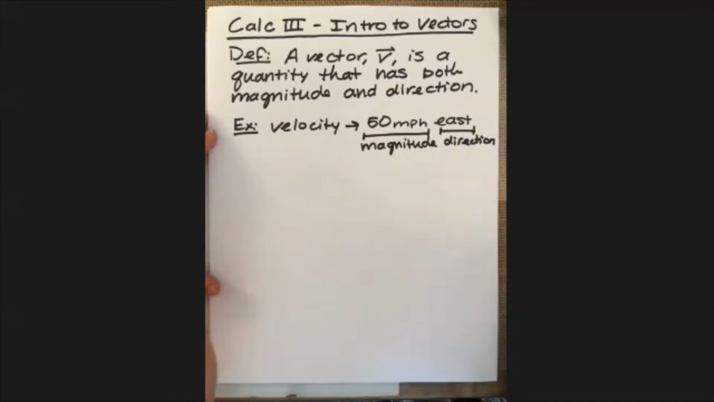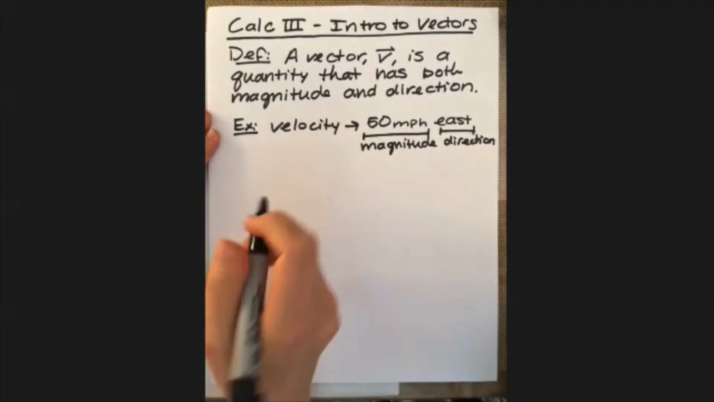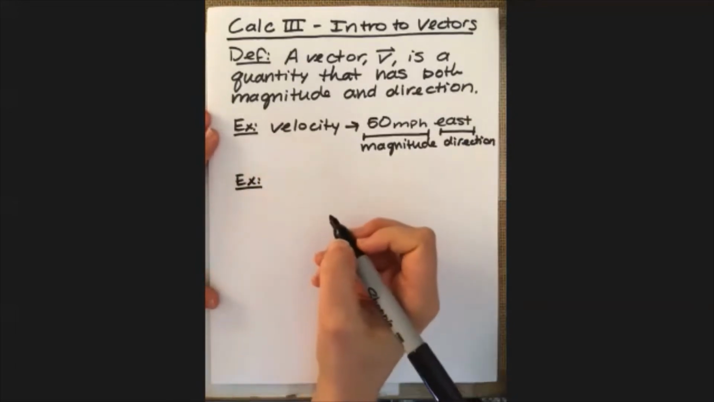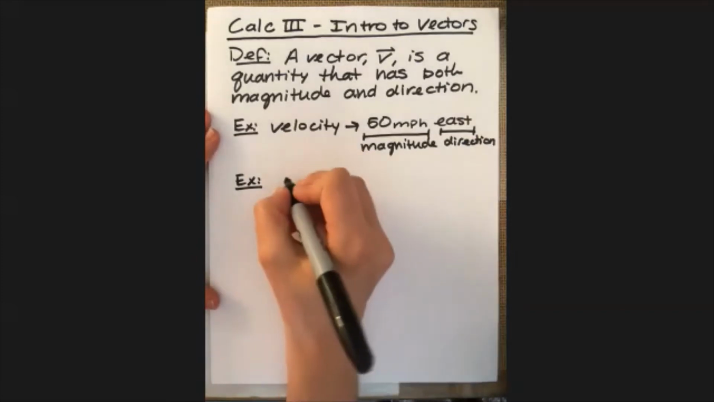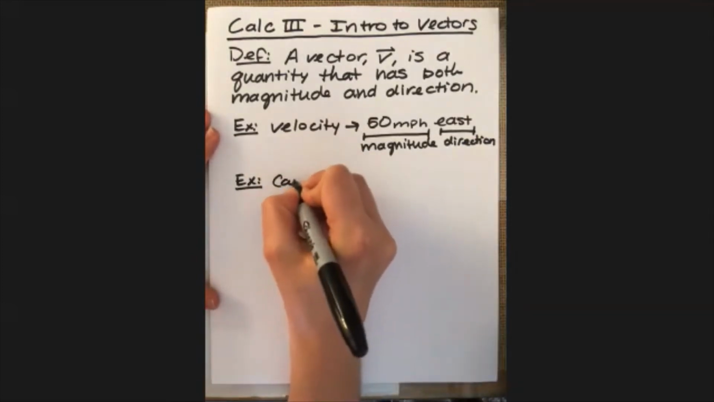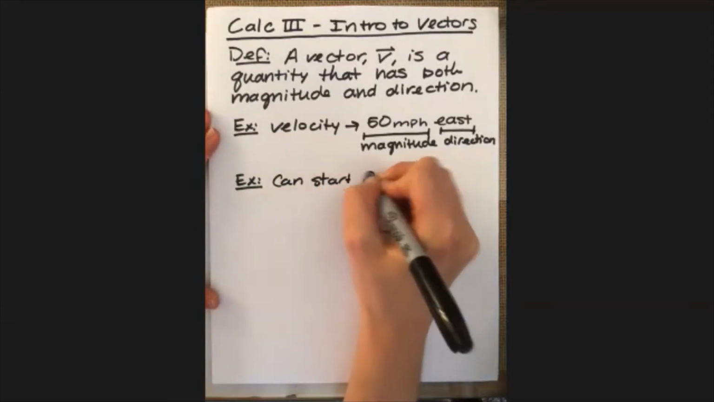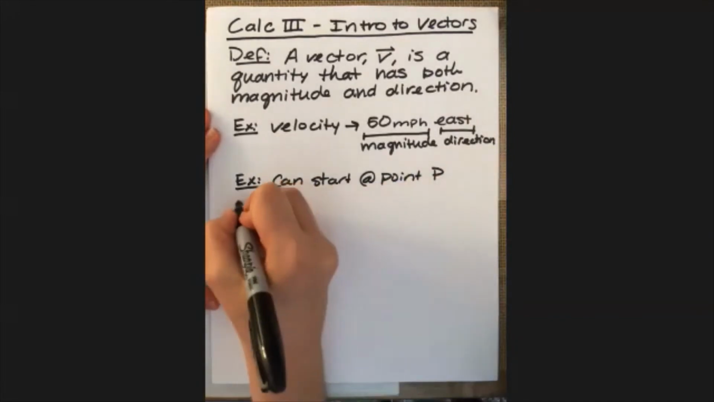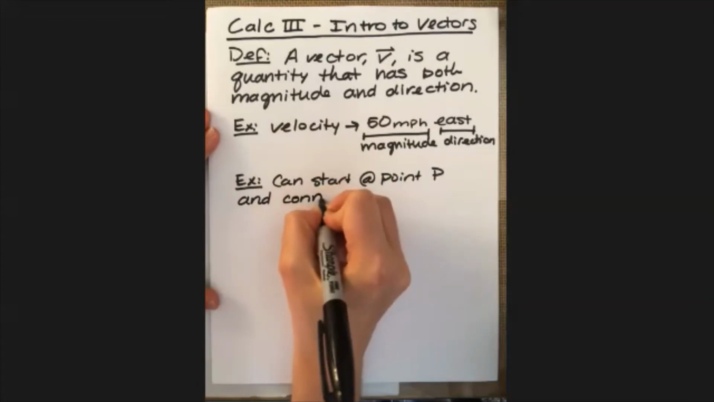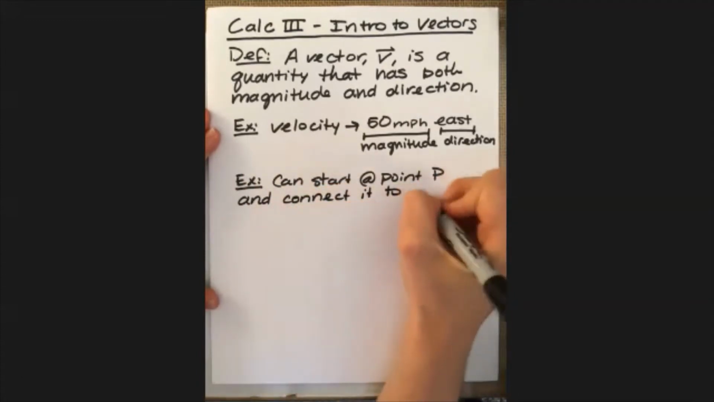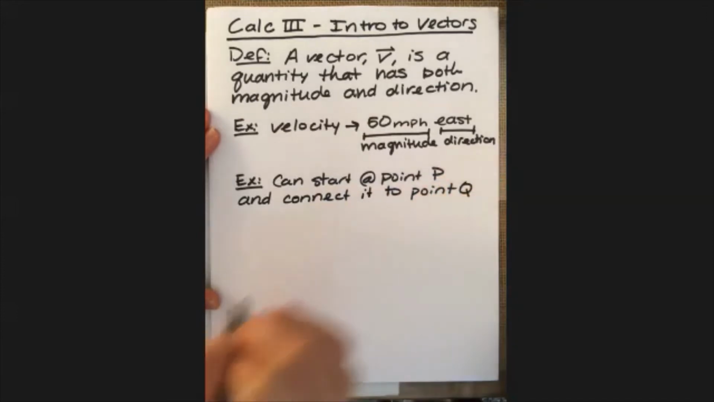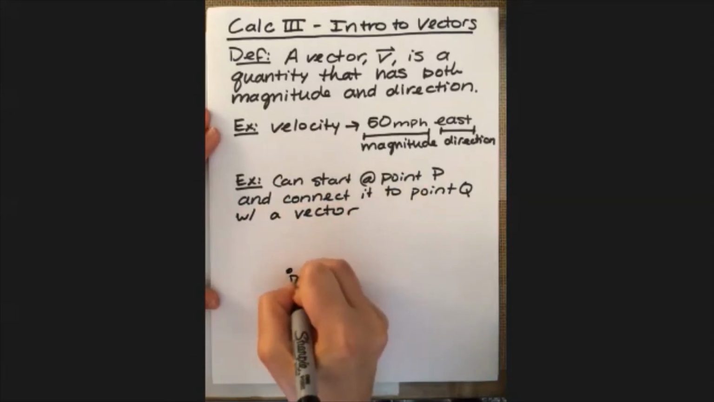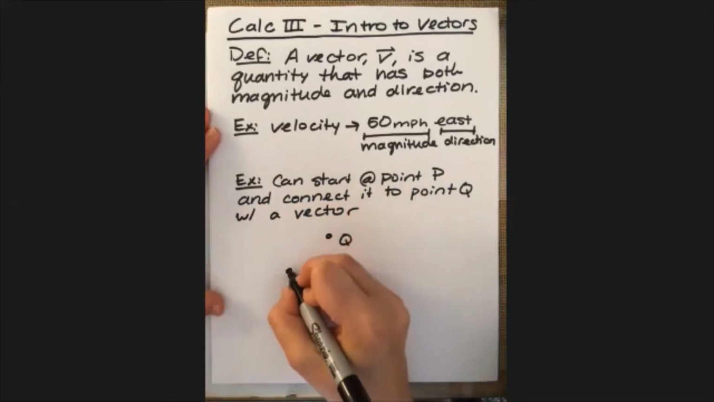Now, an example that is maybe a little bit more mathematical and is actually going to form a basis for working with vectors for other parts of the semester is the idea of defining a vector using 2 points. So what we can do is start at a point P and connect it to a point Q. And that will give us a vector. So starting at P and moving toward Q, like so.